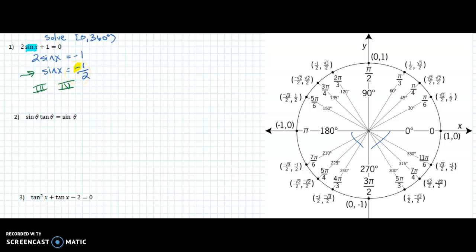And then we'll try using our unit circle if we can. In this case we can. We're just looking for where sine is negative. And it's the y value, and it happens right here at 210 degrees. And then it happens again over here in quadrant 4 at 330 degrees. And so those are our two solutions on the interval from 0 to 360.